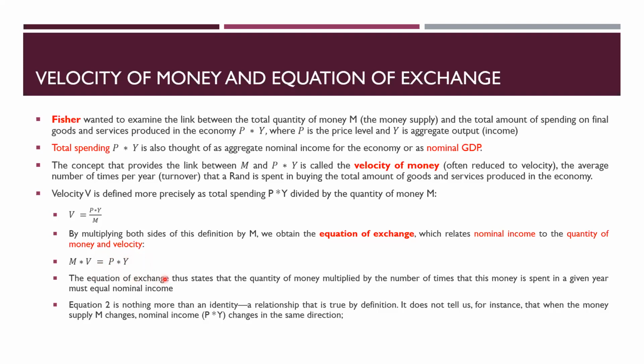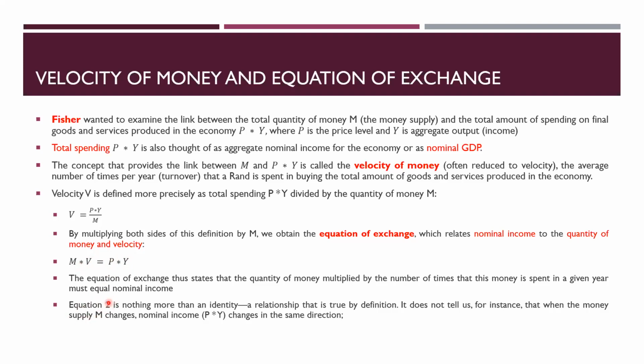So the equation of exchange, which is this one now, says that the quantity of money multiplied by the number of times that money is spent in a given year gives us nominal income. So we are multiplying the amount of money that we have by the number of times that money is spent in a given year, and we are going to come up with the total that we are referring to as nominal income.